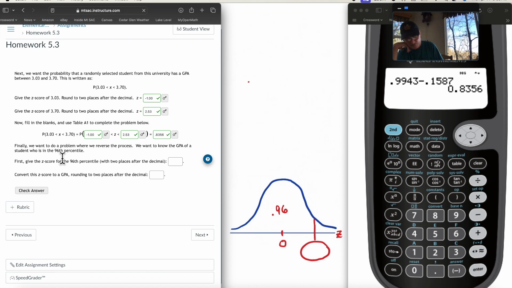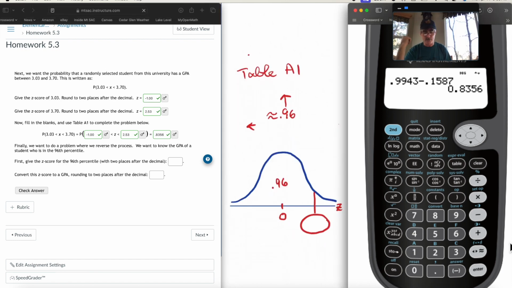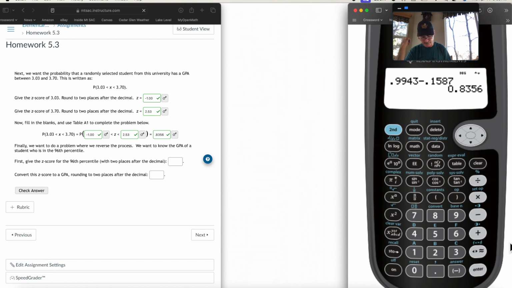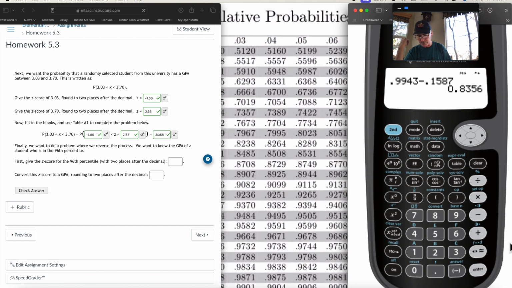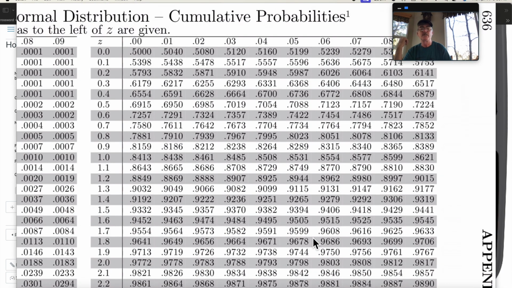First thing, we're going to go to table A1, and we're going to look for something approximately equal to 0.96. So we'll go out to the edges of the table and see what's as close as possible to this 0.96 area. Let's slide down and see if we can find something close to a 0.96. If you look at the table, what you'll see here is there is a couple of candidates.